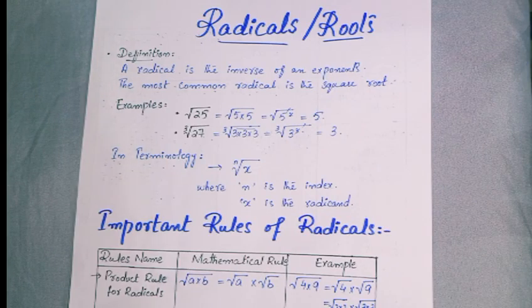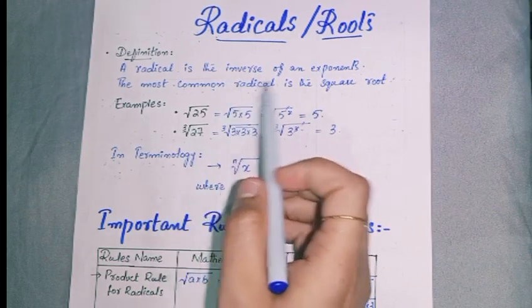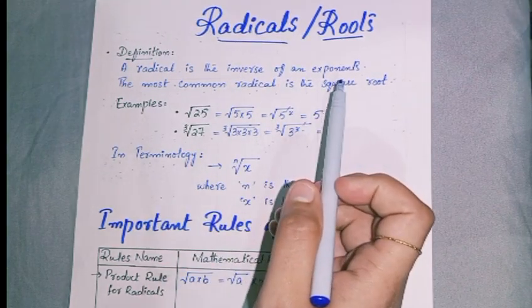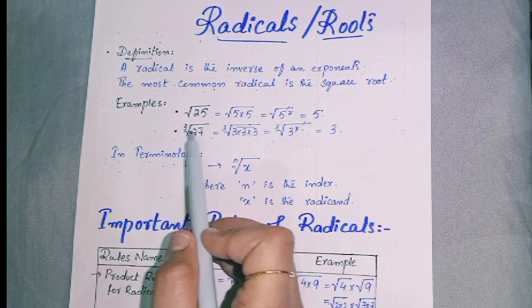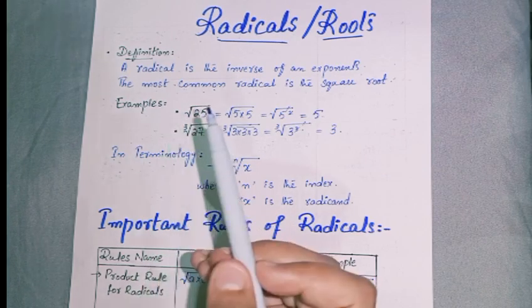So today in this video we are going to learn about radicals or roots. A radical is the inverse of an exponent. Okay, the most common radical is the square root. So you can see this first example. This is the example of a square root.